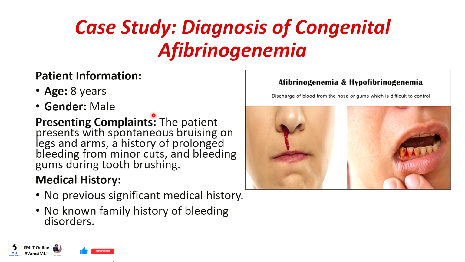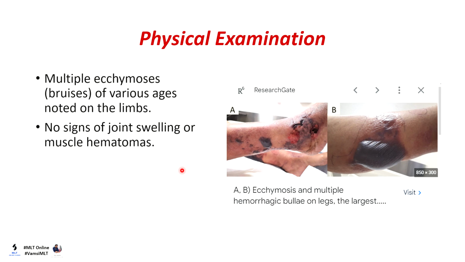Presentation complaints include the patient presenting with spontaneous bruising on the legs and arms, a history of prolonged bleeding from minor cuts, and bleeding gums during tooth brushing. Medical history: no previous significant medical history has been found. No known family history of bleeding disorders has been identified. Physical examination: multiple ecchymoses of various ages have been noted on the limbs, and no signs of joint swelling have been seen in the patient.